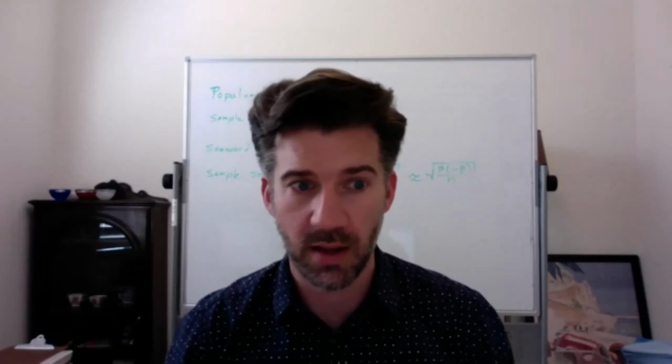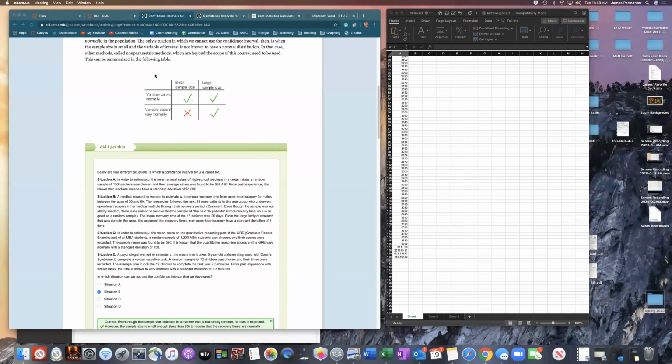Oh, I know what I want to say. So this little table covers it pretty well, right? You can use the z-score as long as you have a large sample, or we know that the population varies normally. But when you have a small sample, n less than 30, and we don't know that the population varies normally, that's when you're stuck and you have to use a t-score, and that's when you have to look at the degrees of freedom.